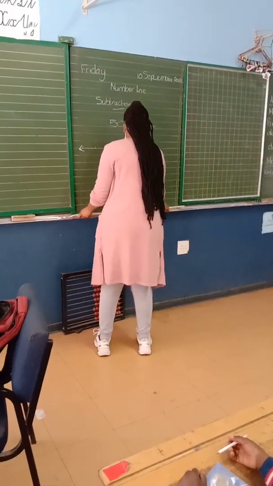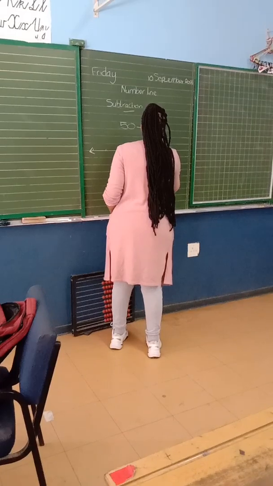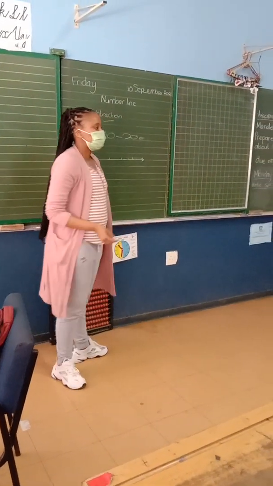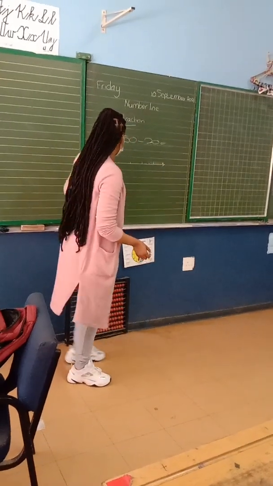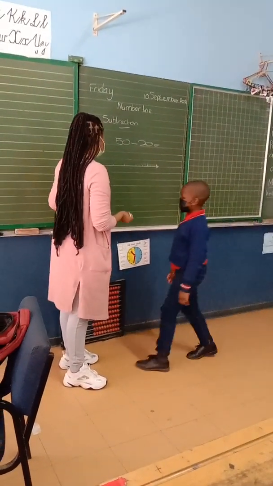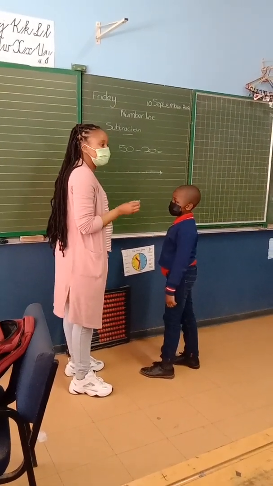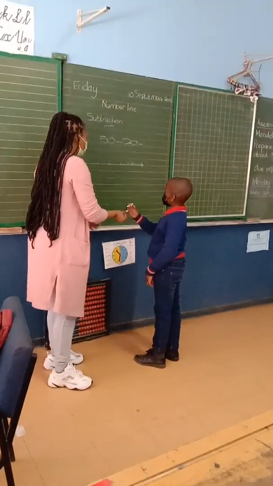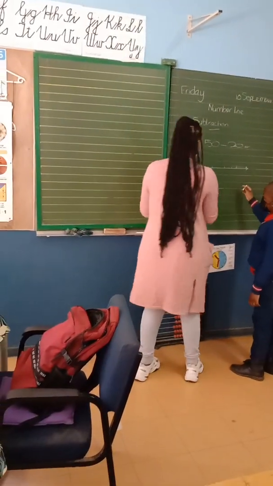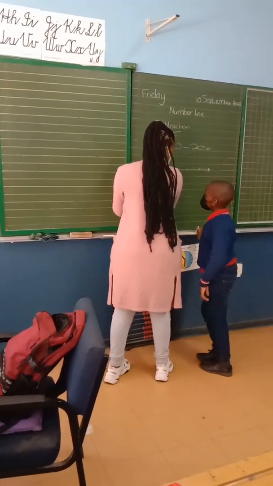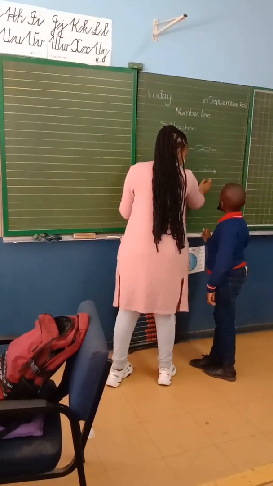Okay, we have the line. What's the next thing? We have our lines. What's the next thing we must do? Okay, we're doing numbers next. So what number are we going to start with? No. When you write numbers from here, always start numbers on the right, going to the left.